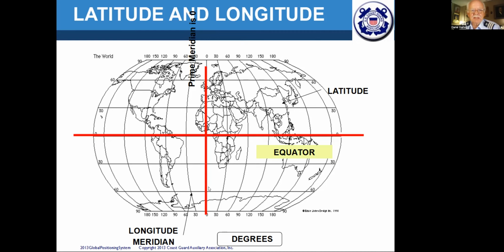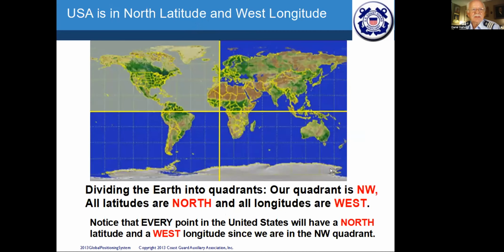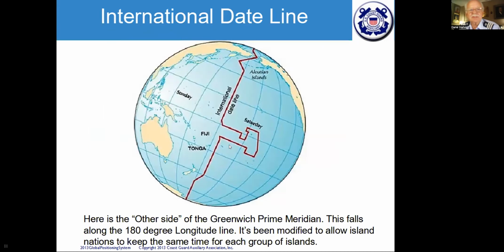Again, prime meridian and equator. That's what we're looking at here. And again, this is what I was just talking about. If we divide the Earth into quadrants, our quadrant is the northwest quadrant. All our latitudes are going to be north, and all our longitudes are west within this quadrant. And so every point in the United States is going to be north and west. Now I've said that 3 times, so that's good for you to know.